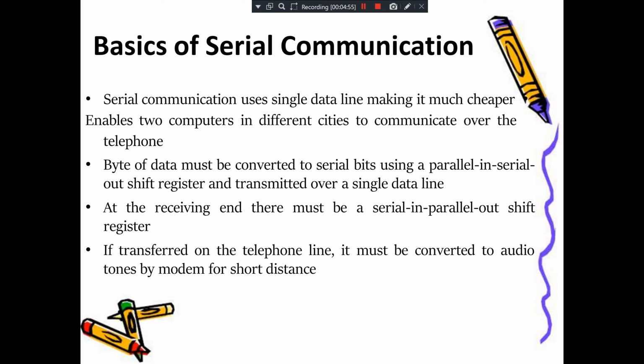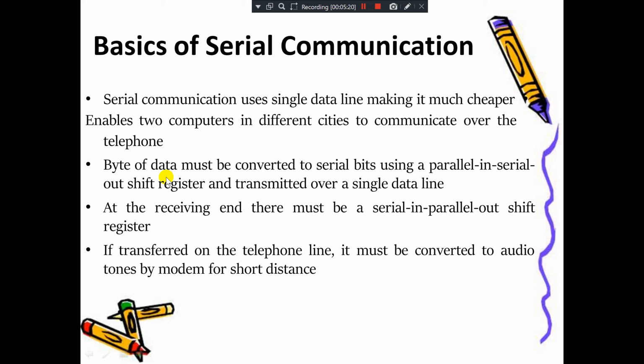In serial communication, it uses a single data link to make it much cheaper and enable two computers of different cities. As I already told, it is for long distance. If you want to establish a connection between two different cities, we'll go for serial communication to communicate over a telephone.